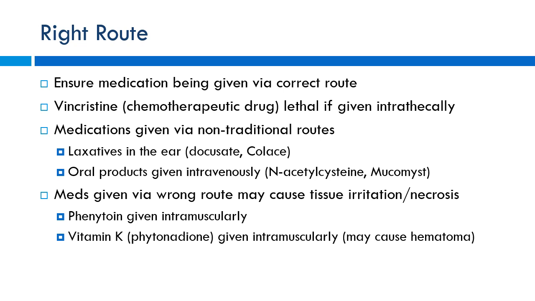And just know that drugs, even via the wrong route, can lead to things like tissue irritation, necrosis. A good example is phenytoin, the seizure medication. If I give that intramuscularly, it can cause all kinds of severe tissue necrosis. It can only be given IV. Vitamin K, phytonadione. If I give that intramuscularly, it can cause hematoma. So lots of issues. And again, a lot of systems are in place to make sure you don't do that.